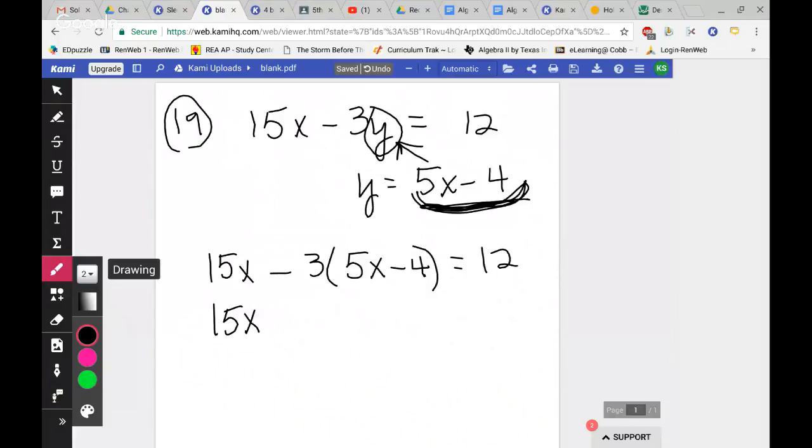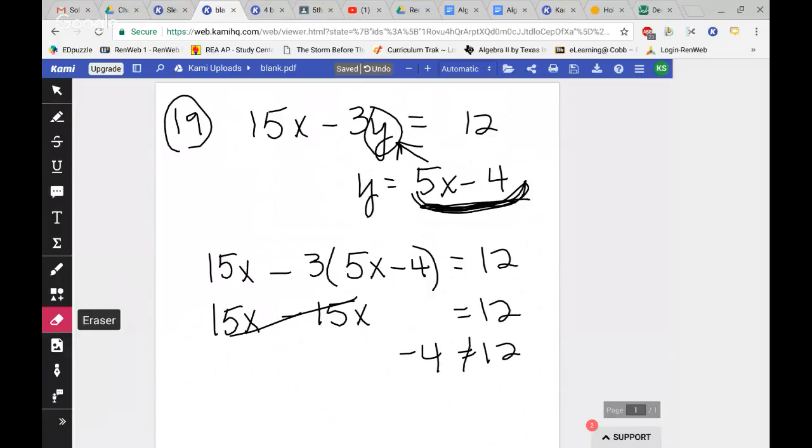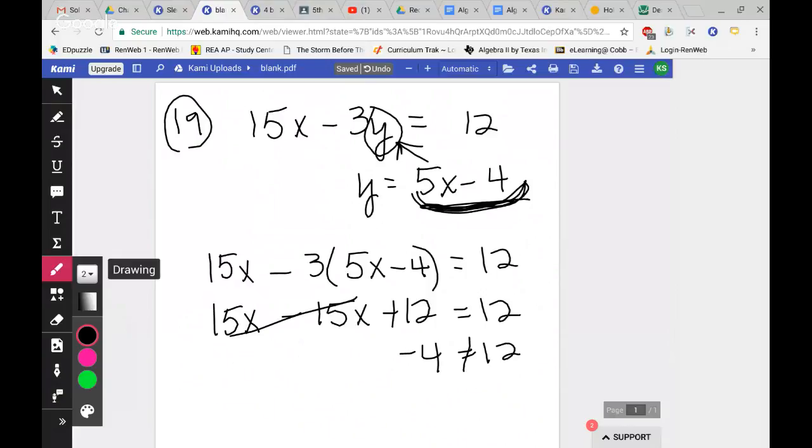So we've got 15x, and then minus 3 times 5x is minus 15x, minus 3 times negative 4 equals 12. And 15x minus 15x is 0, minus 4 equals 12. So that does what? Wouldn't both things be 0? Like if you subtracted the 12? Yes, this would be 0. Oh, you're right. I see what you're saying. I'm so sorry. It's a good thing you caught that, baby girl. So negative 3 times negative 4 is a positive 12. You're absolutely right. So that changes this, doesn't it?